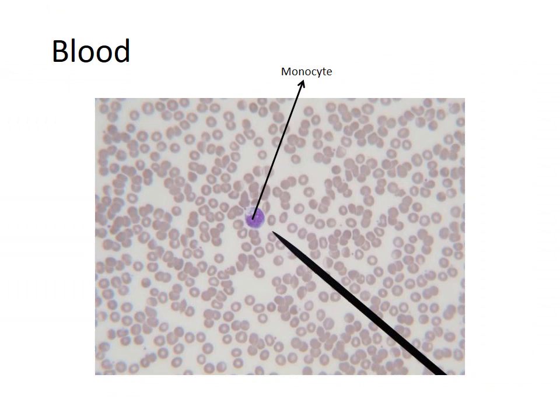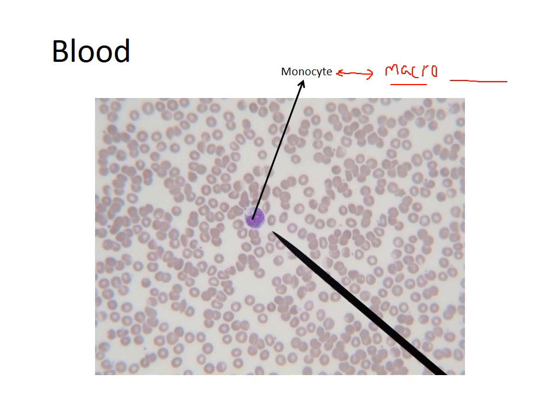And then last of these is called a monocyte. One of the things I want you to know about a monocyte is it can also leave circulation, and when it does, it is called a macrophage. Macro means big, and phage means eater. So macrophage is a big eater.